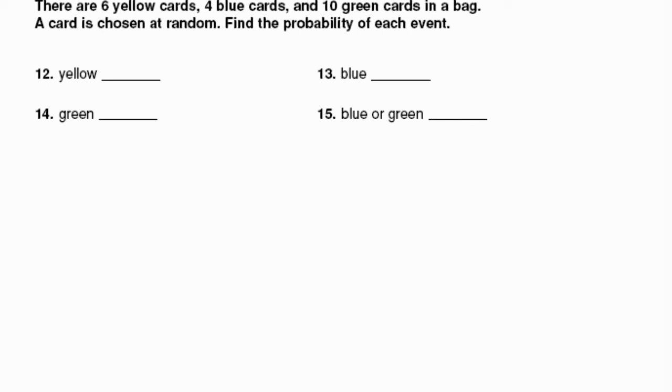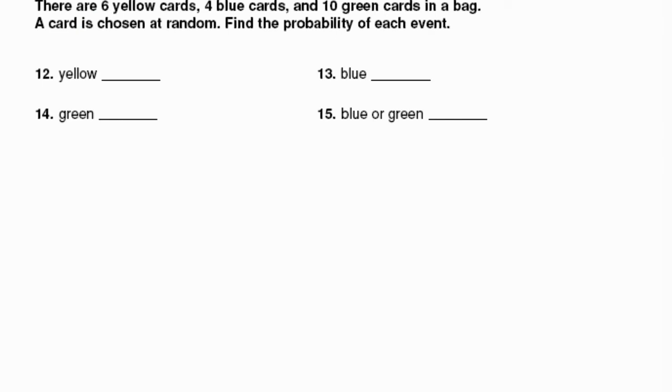All right. There are 6 yellow cards, 4 blue cards, and 10 green cards in a bag. A card is chosen at random. Find the probability of each event. Go ahead and pause the video. Try these on your own. Okay, let's check our answers.